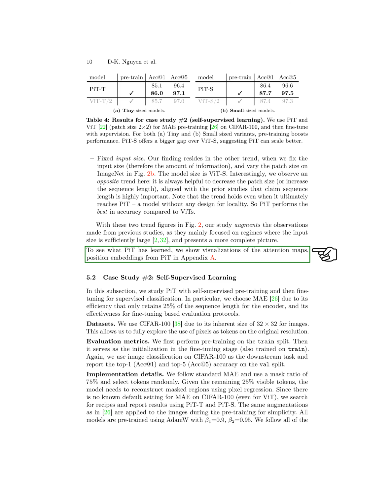Section. Case Study Number 2. Self-Supervised Learning. In this section, we delved into Case Study Number 2, Self-Supervised Learning. We explored PIT with self-supervised pre-training followed by fine-tuning for supervised classification. Specifically, we opted for MAE because it is efficient, retaining only 25% of the sequence length for the encoder, and effective for fine-tuning evaluations.